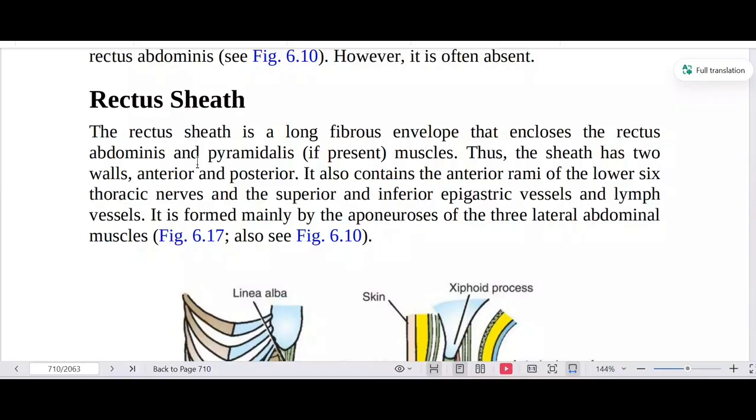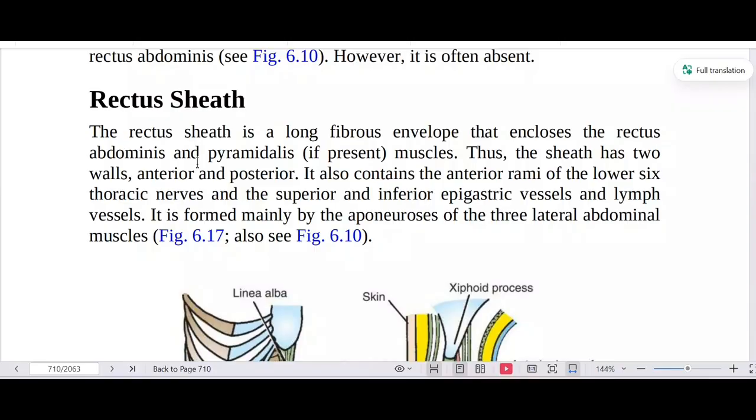You can jot down this specific point about the contents of the rectus sheath anywhere in your notes or your book. I am going to repeat this point: the contents of the rectus sheath are the two muscles, rectus abdominis and pyramidalis if it is present, and the two vessels, the superior epigastric artery and vein and the inferior epigastric artery and vein.